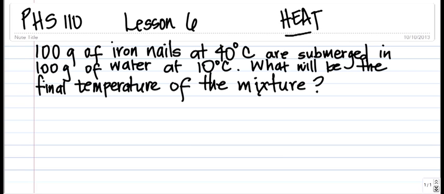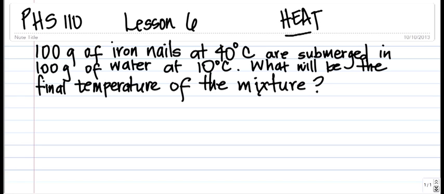So the problem says that we have 100 grams of iron and they are at a cool 40 degrees. We're going to put those iron nails into 100 grams of water that is almost ice cold, 10 degrees Celsius. What will be the final temperature of the nail-water mixture?